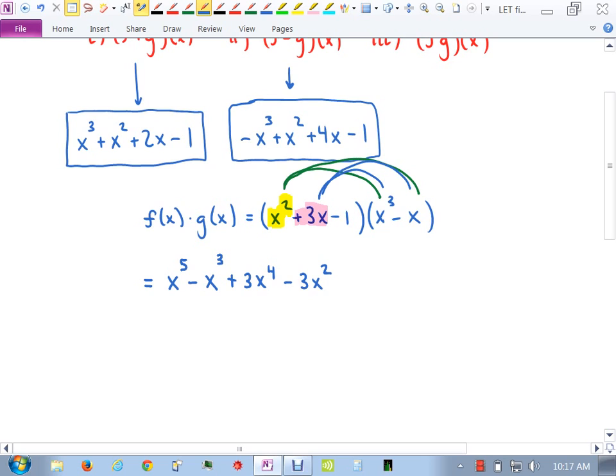Do y'all see that? Now I've got too many lines up there, so I think I'm going to get rid of some of those. Now I go to my last term, negative 1, and distribute the negative 1 through the parentheses like this. So you get negative what? Negative x cubed plus x, right? Because negative times negative is positive. And that's it.